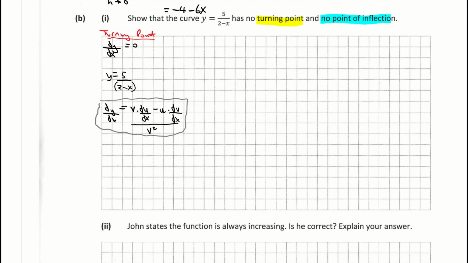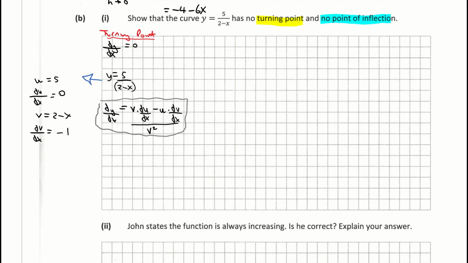So when I differentiate this, let's call the top part of my fraction u, which is 5, and my v is going to be 2 minus x. And I'm going to differentiate u, calling it du/dx, and I'm also going to differentiate v and call it dv/dx. So I'm going to now differentiate both of these and see what I get. With differentiating u, we know the derivative of a constant is 0. So when I differentiate 5, it's just going to become 0. When I differentiate 2 minus x, I get minus 1.